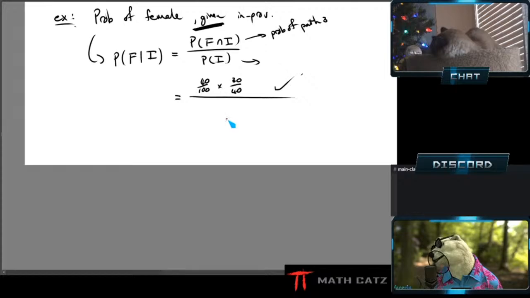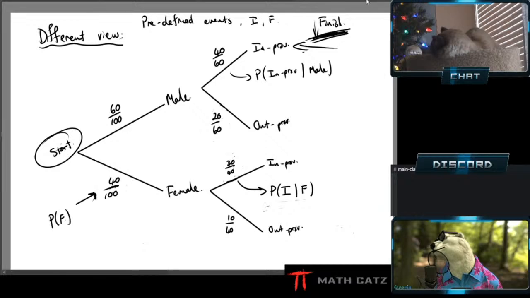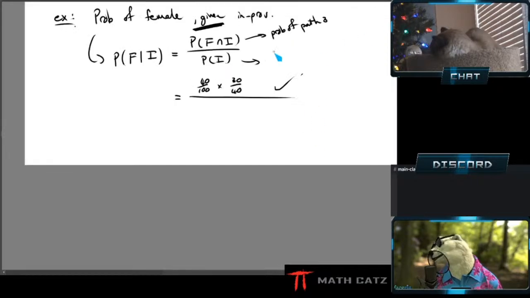The bottom still needs to be addressed. That one is not as strict. The probability of being in province. Which paths can give me that? This path or this path. So both paths 1 and 3 will result in a person being in province. So it'll be the probability of path 1 plus the probability of path 3, because I can get it in two separate different ways.